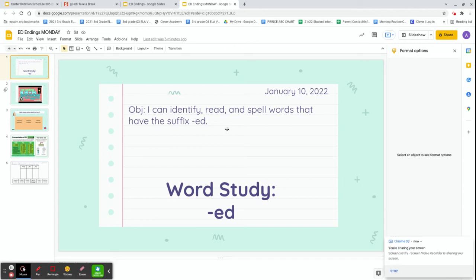Okay, so this week we're working on our ED ending sounds. All of the words that we're working on this week have the ED as the suffix. Who remembers what a suffix is? You guys? No one remembers?